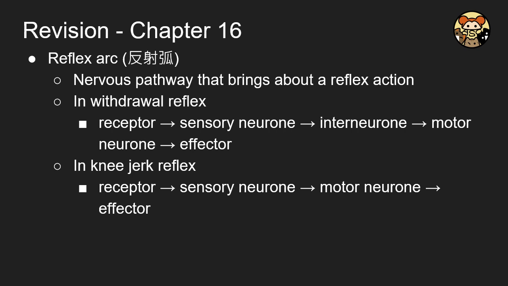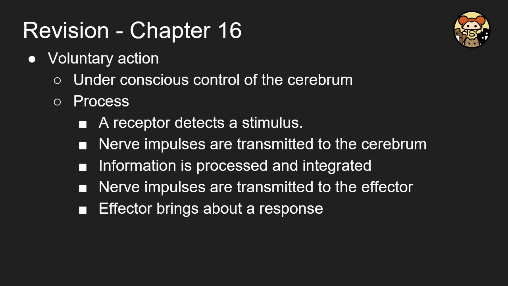And for the process involving the reflex action, we call it the reflex arc, that is the pathway. For the withdrawal reflex, here is the reflex arc, and for the knee jerk reflex, here is the reflex arc. You may notice that for the withdrawal reflex, it contains the interneuron, but it is absent in the knee jerk reflex. So that is an important point.